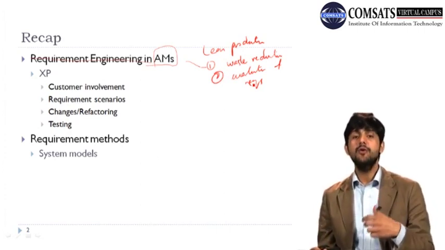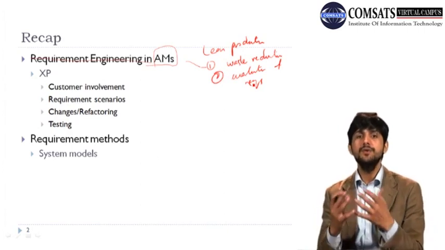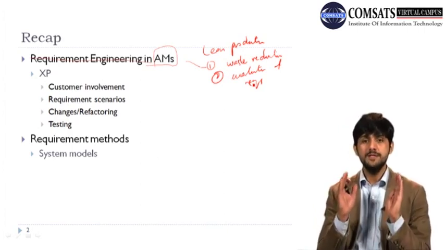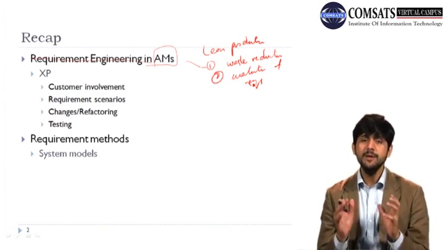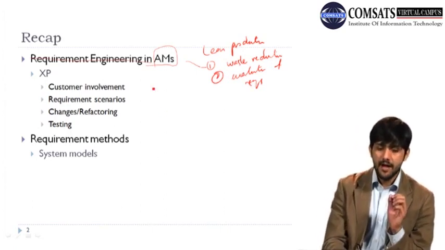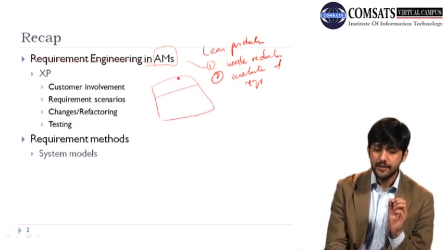Similarly, we then talked about requirement scenarios, how user stories are generated and what is the purpose of writing those stories in small cards. And we looked at a particular example. We said that a card can be of this shape, where this is the title of the card.